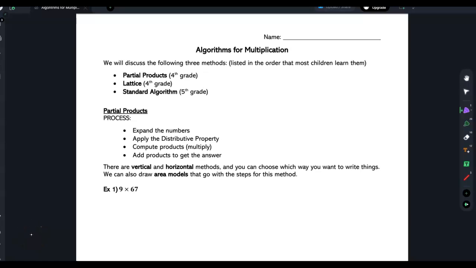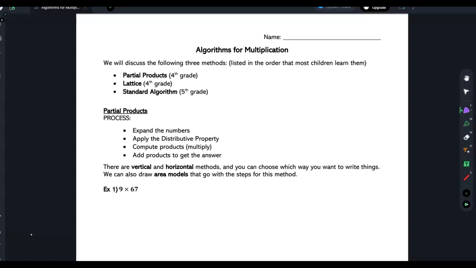We're going to talk about methods for multiplying two whole numbers together. We're going to go through three methods in the order that children would typically learn them and the grade levels that they do for each. So we're going to start with partial products, which is fourth grade, then move on to lattice, also fourth grade, and then finally the standard algorithm, which is probably the most common method and the one that most people probably remember learning.